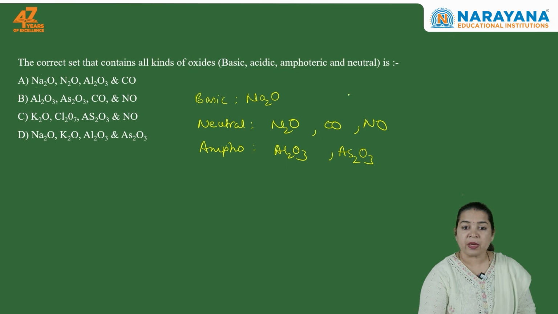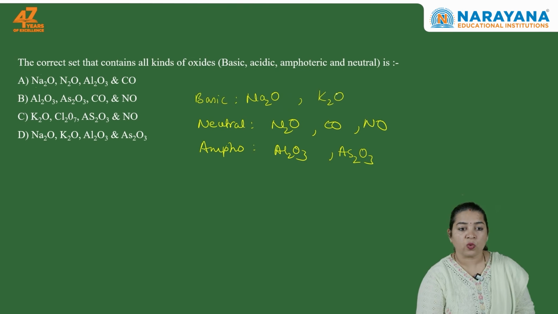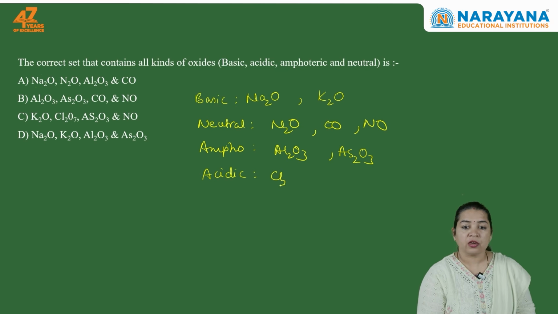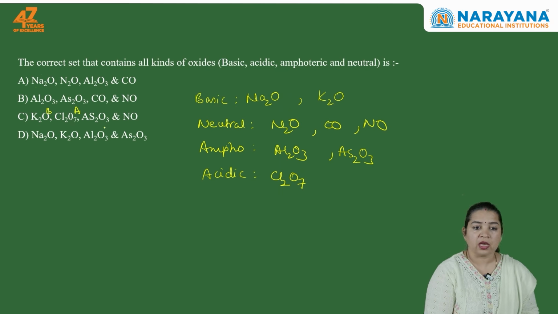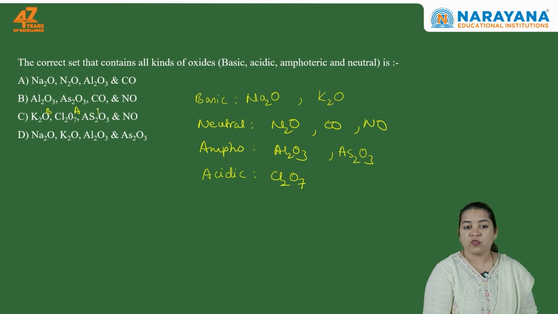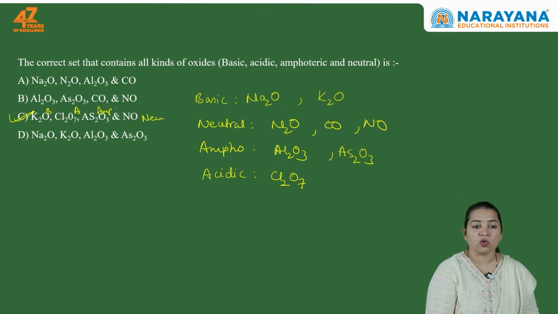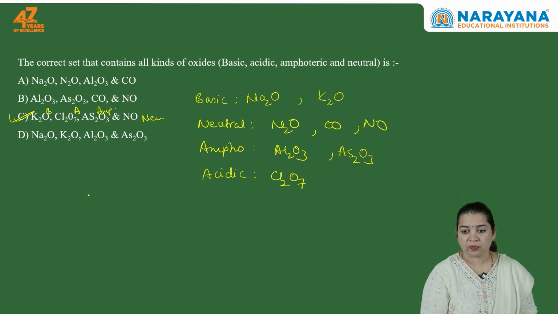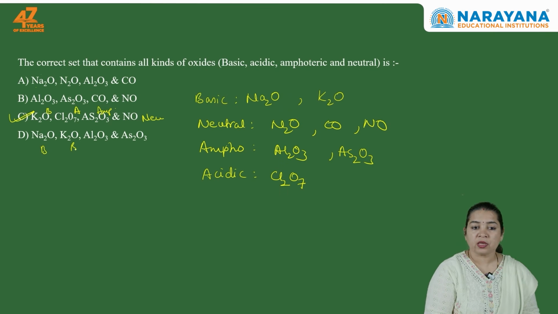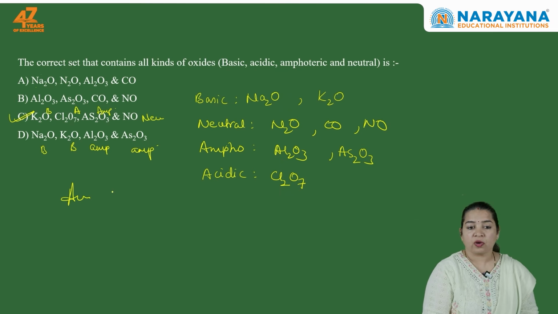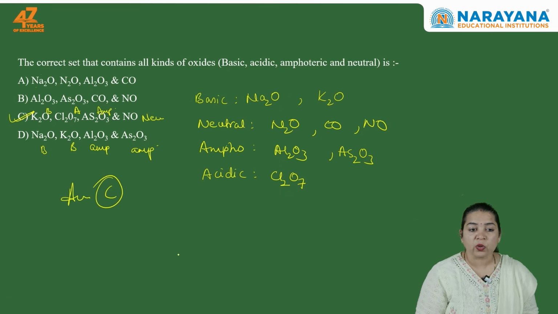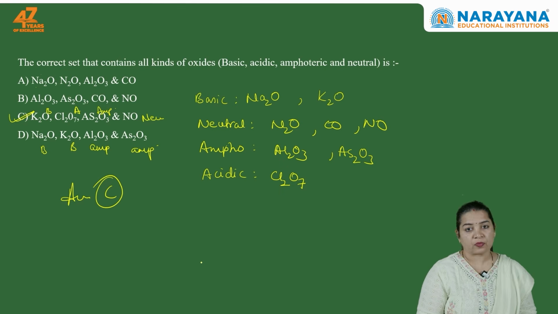Coming to C, basic, yes, K2O. Acidic, till now we haven't started any such listing of acidic. Here we got first Cl2O7. Okay, so I got basic, I got acidic. As2O3 was amphoteric and NO was neutral. So C option covers all the 4 types mentioned in the question. Let us see this last, basic, basic, ampho and ampho. So let us conclude the answer for this particular question is C. Okay.